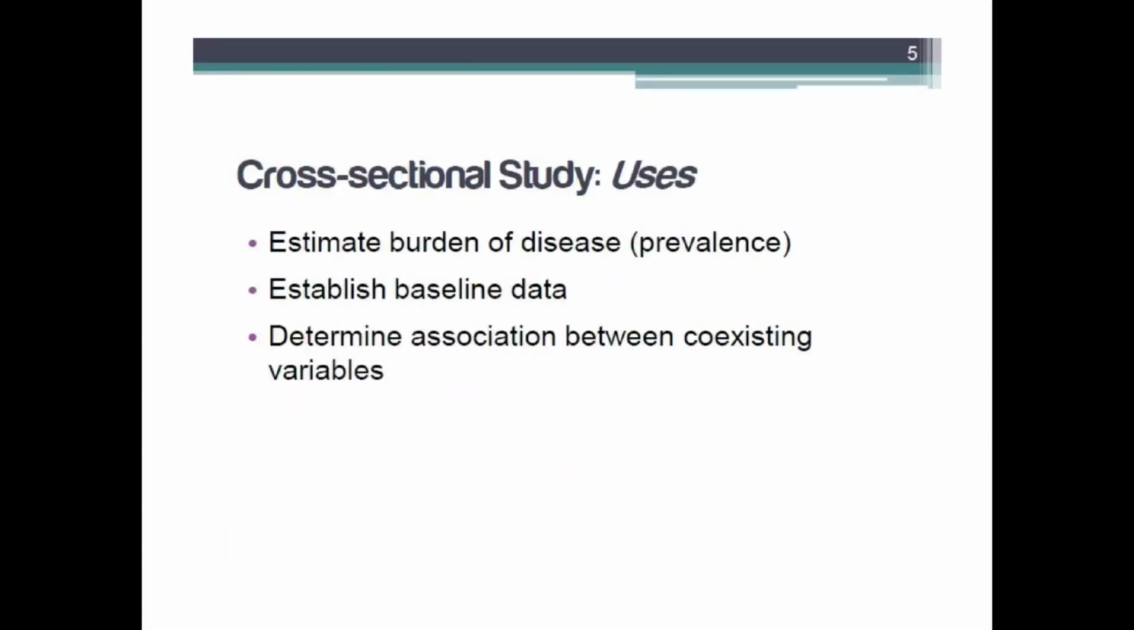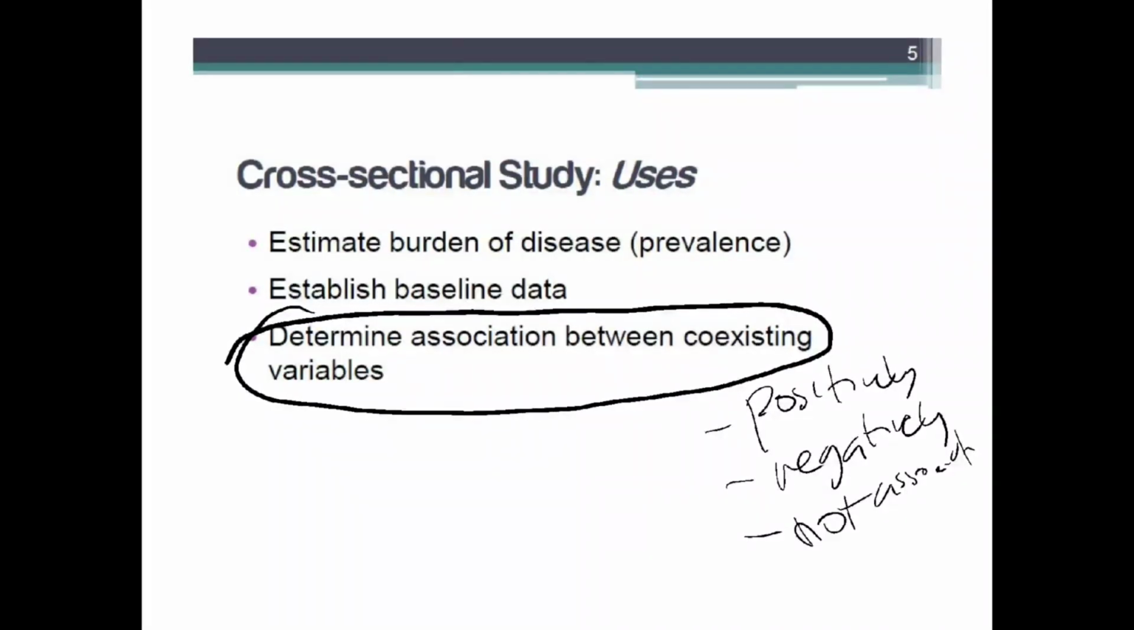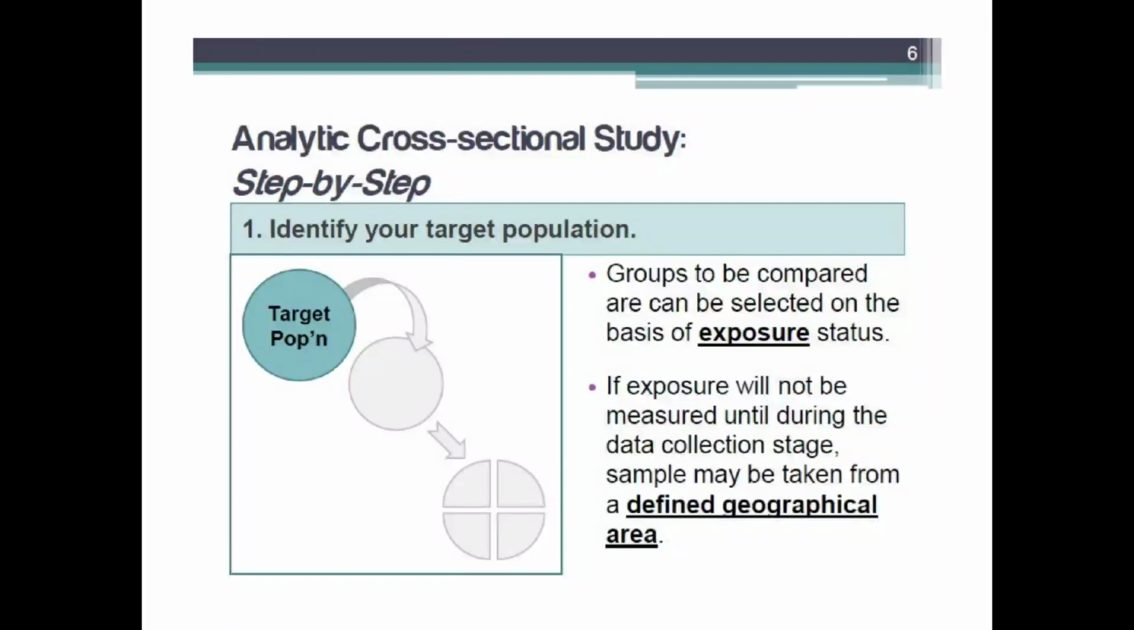So, cross-sectional study design, tatandaan nyo, the exposure and outcome are measured at one point in time. So, these are the uses, no? Estimate the burden of disease or yung prevalence, establish baseline data, and especially, no, a cross-sectional study design na analytic study design, it determines the association between coexisting variables. Okay? So, paano niya dinedetermine, no? So, before we proceed, pwede niya ma-determine yan positively associated, or pwede ring negatively associated, or pwede ring not associated at all. Okay? So, later, makikita nyo yun.